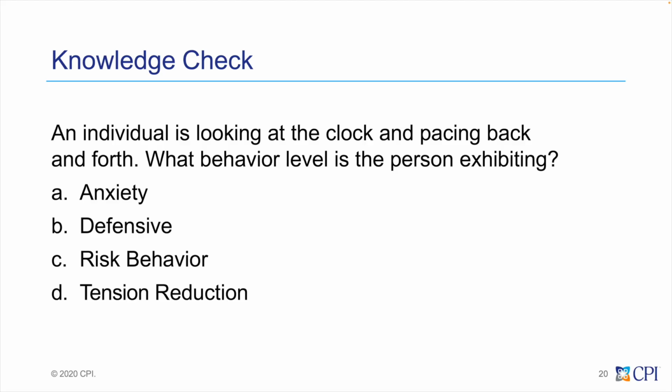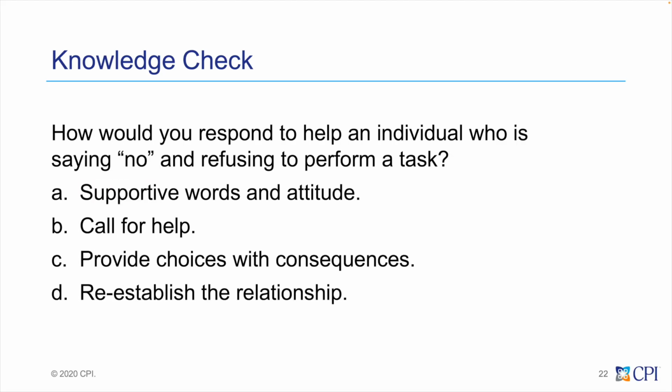An individual is looking at the clock and pacing back and forth. What behavior level is the person exhibiting? Anxiety, defensive, risk behavior, or tension reduction? Yes, it is anxiety. How would you respond to help an individual who is saying no and refusing to perform a task? Supportive words and attitude, call for help, provide choices with consequences, or reestablish the relationship right away?